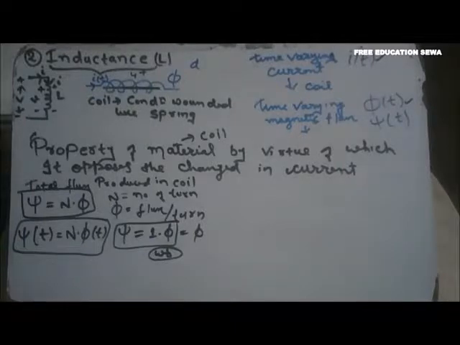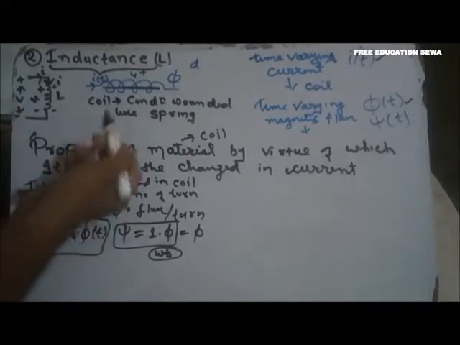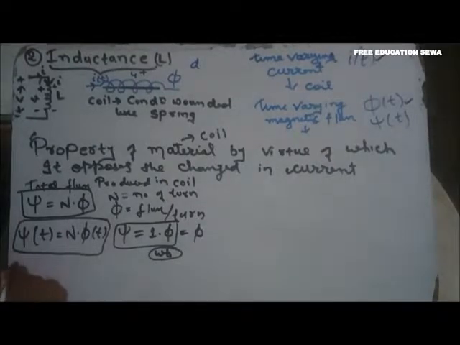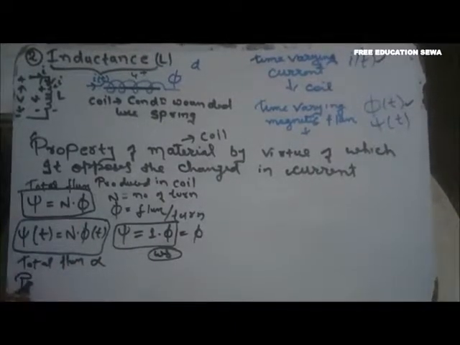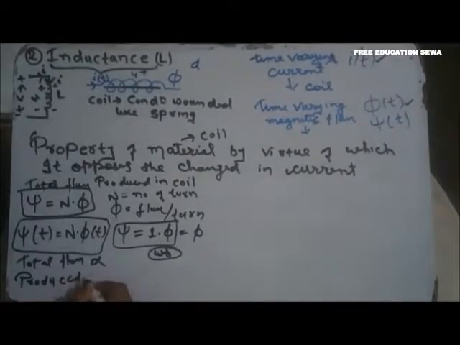Now you know one thing, that this total flux produced is directly proportional to what? The current flowing through the conductor, of course. That means the total flux produced is directly proportional to the current. To remove the proportionality, we take some other constant, which is nothing but L. Now this is the formula: zeta equals L into i, where L is the inductance, the parameter of the coil.